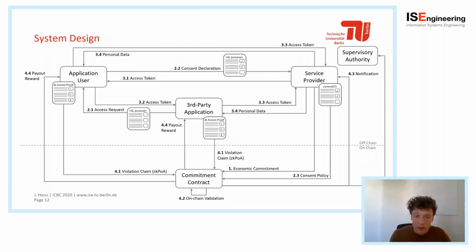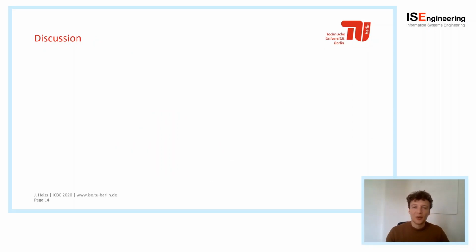Then the commitment contract pays out the monetary reward to the party that has submitted a valid proof of access. Now the economic commitment is gone, the monetary reward is paid out, but the service provider can easily reactivate this commitment contract by simply depositing another economic commitment to the commitment contract. Let's now discuss some open issues with our system design.